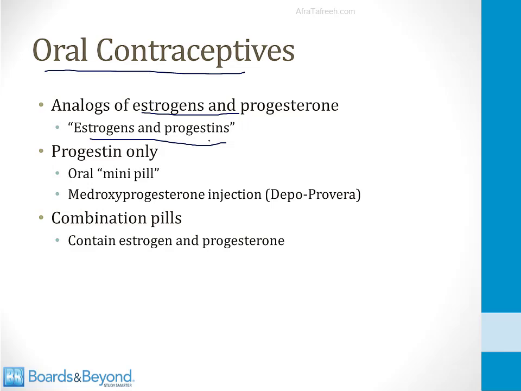There are a couple different forms of oral contraceptives. Some are progestins only. One of these is the oral mini pill. Another is Depo-Provera, which is an injectable form of progestins called medroxyprogesterone. And then finally, the more commonly used oral contraceptives are combinations of estrogens and progesterone.